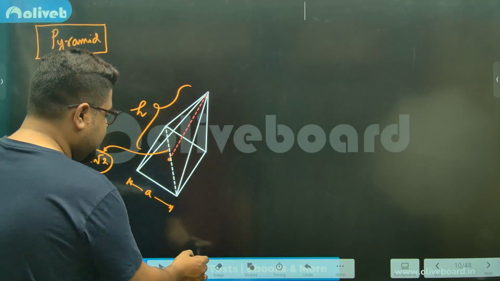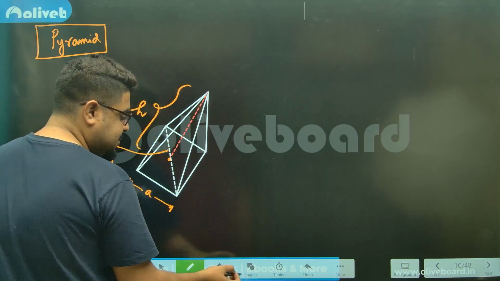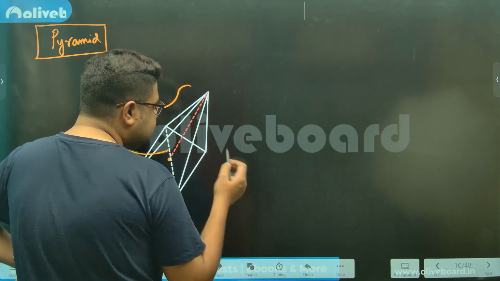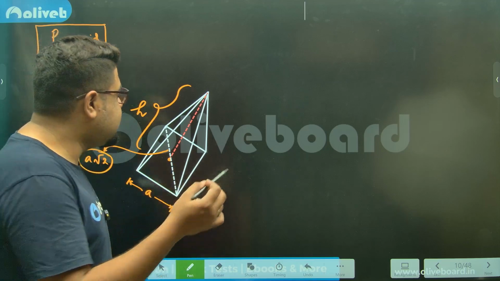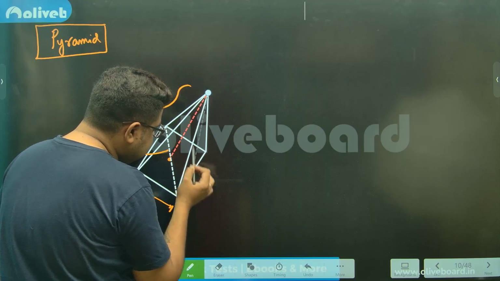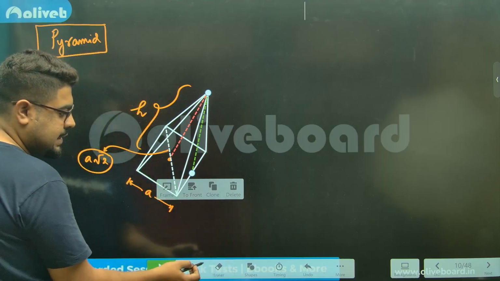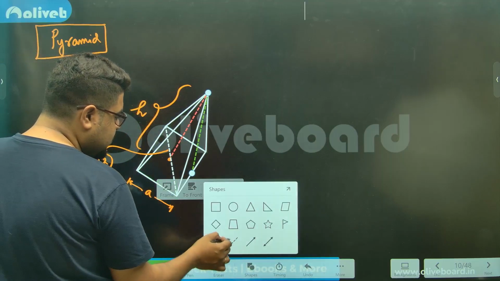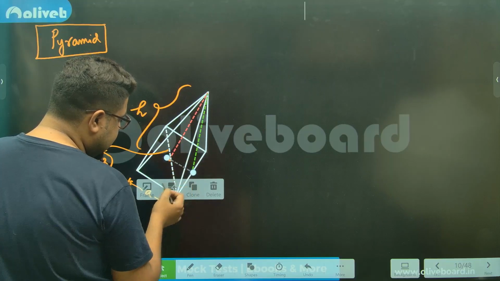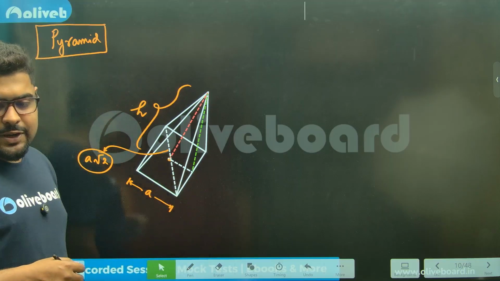Now please understand what we need. We don't know the slant height. Slant height is needed for a pyramid because it's a structure with non-uniform cross section. So this is what we call the slant height here. If you just join these two, you will get the idea of what is going on over here.